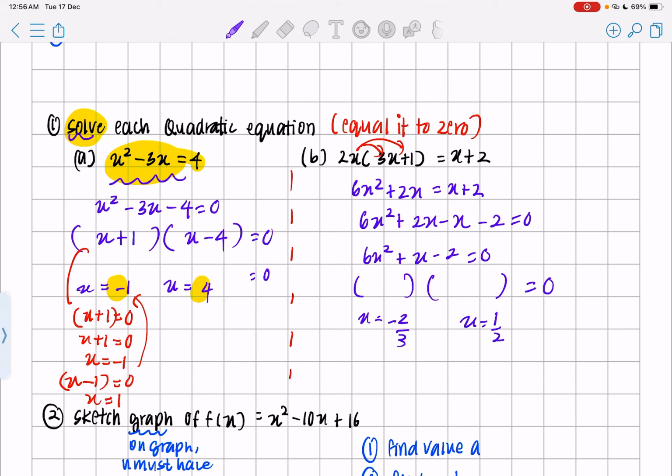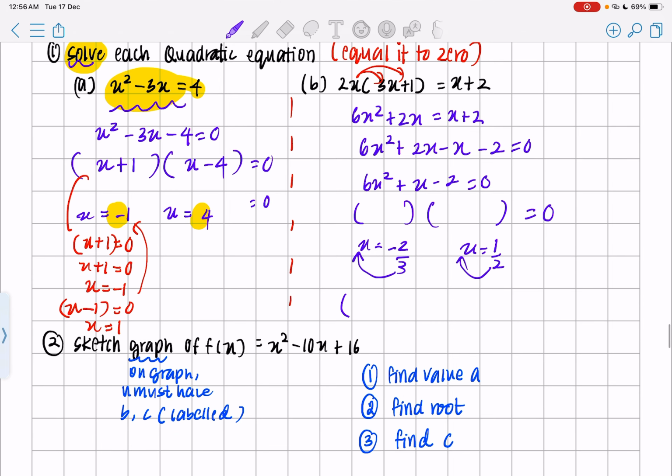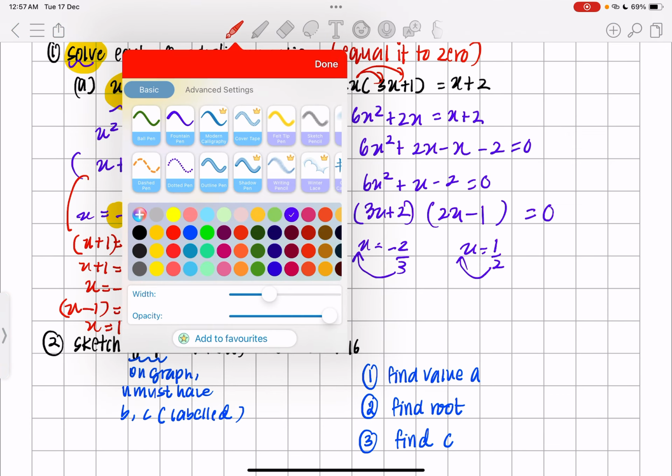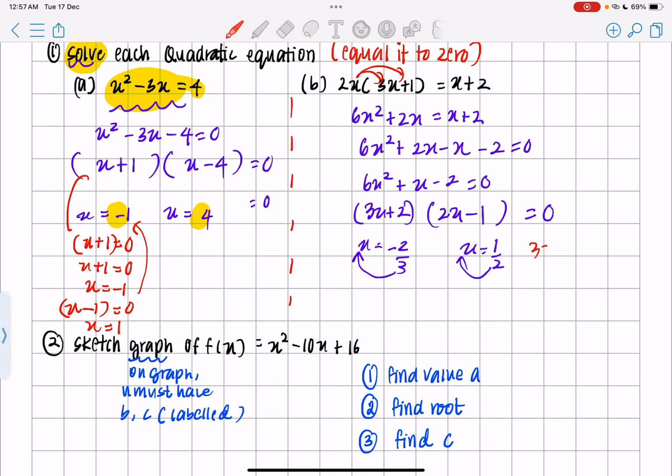Dulu I tak reti macam mana nak tulis. So basically, this akan jadi, dia akan kahwin dengan x. Macam mana dia kahwin? You akan tulis dia macam ni, 3x, and then this minus kan, so plus 2. Kahwin dengan x, 2x. This is positive, minus 2. Why? Let me show you. The magics. I really love how maths works actually.